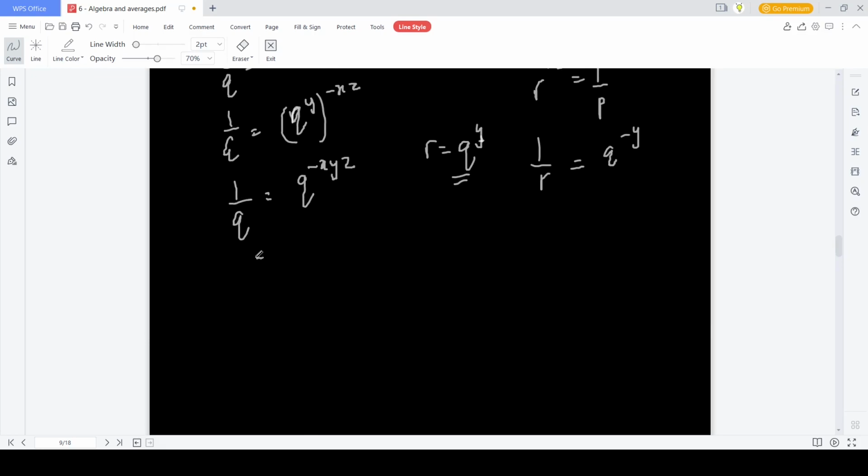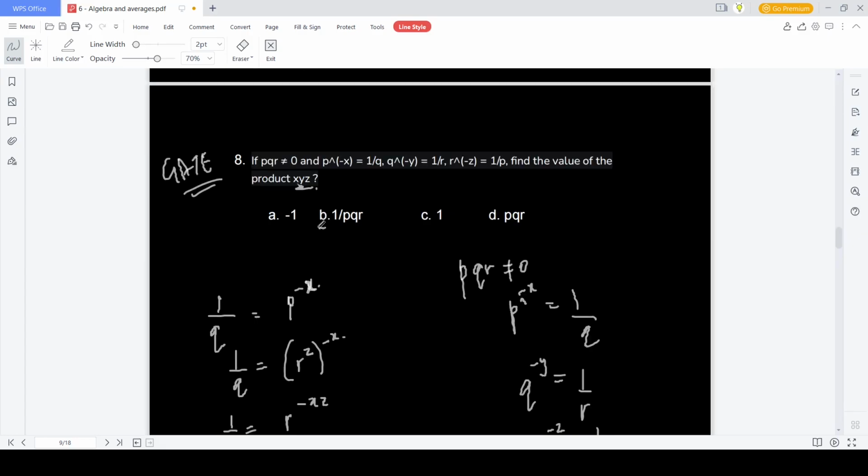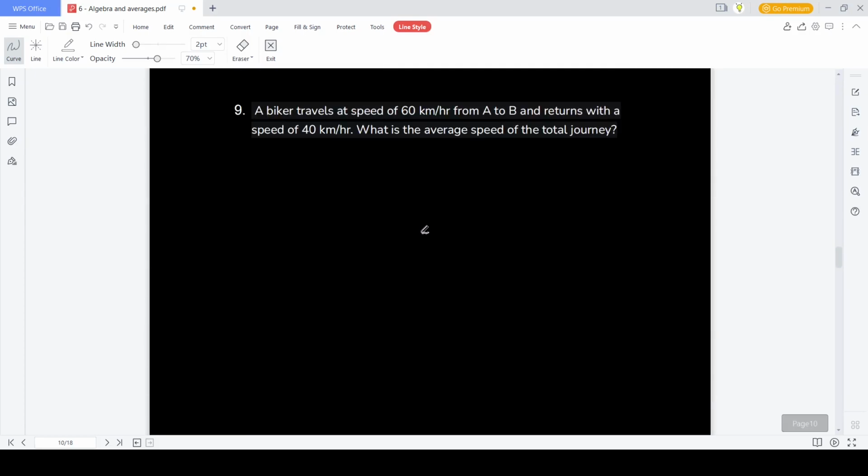So I will write this as 1 by Q is equal to 1 by Q to the power XYZ. So Q is equal to Q to the power XYZ. If something is equal to something and the bases are equal, here we can see the bases are equal, then this power is equal to this power. So XYZ is equal to 1. That's all they are asking. Product XYZ, it is 1. Fine. Next question.